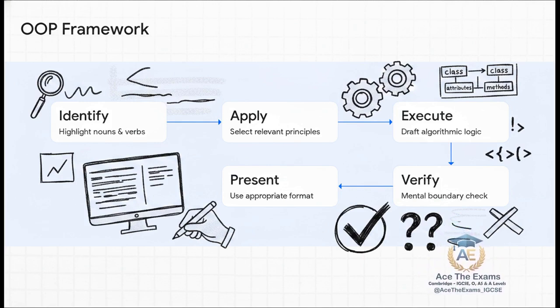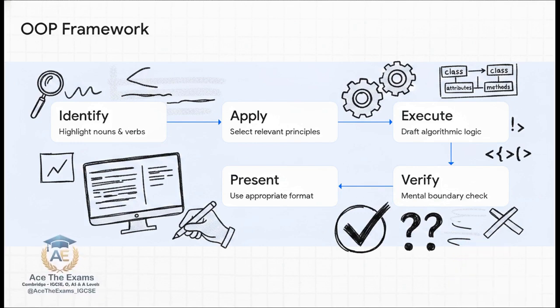Step 4, verify results. This is your boundary check. Run a mental test case with an extreme value through your logic. What happens if the input is 0? What if the string is empty? Step 5, present an appropriate format. Use the correct pseudocode or program code syntax strictly defined by the Cambridge syllabus.